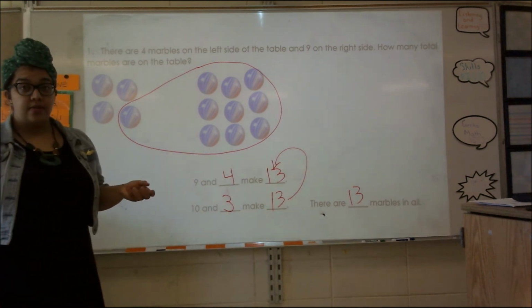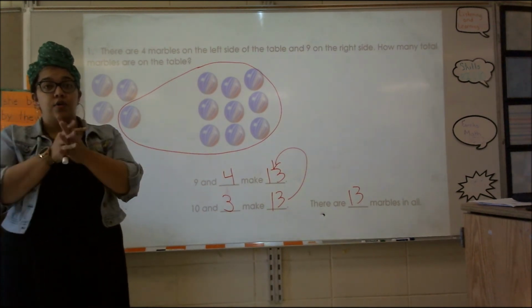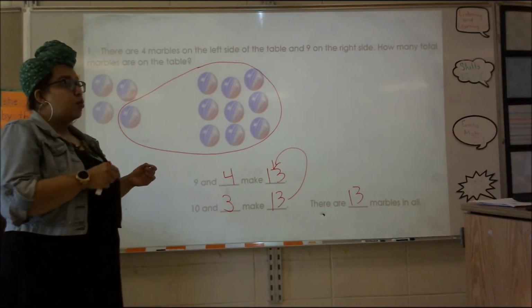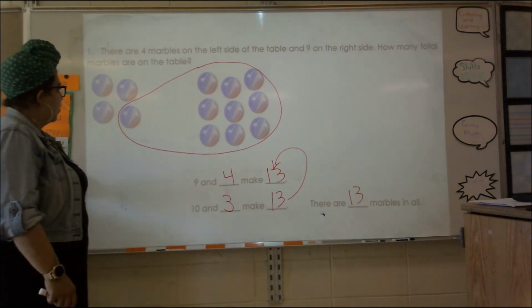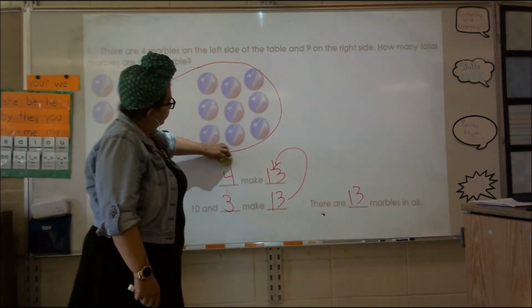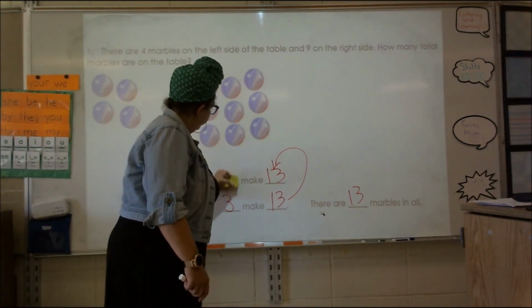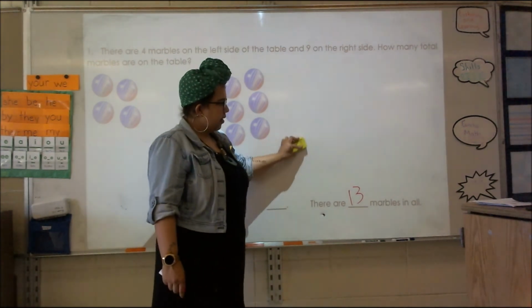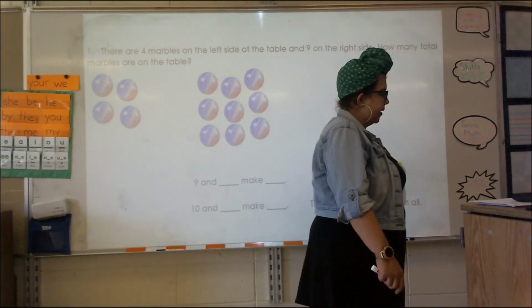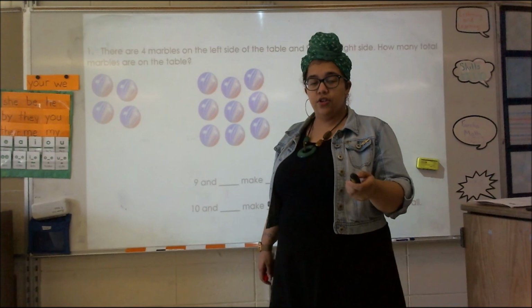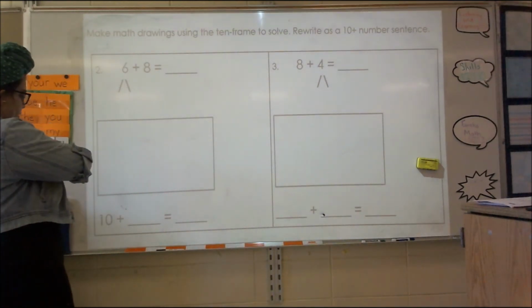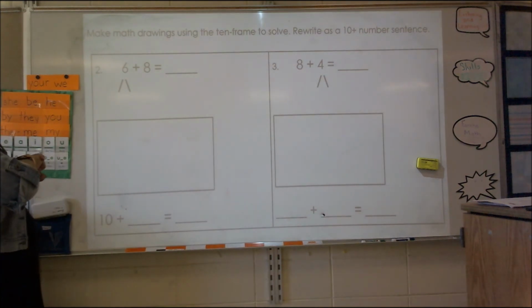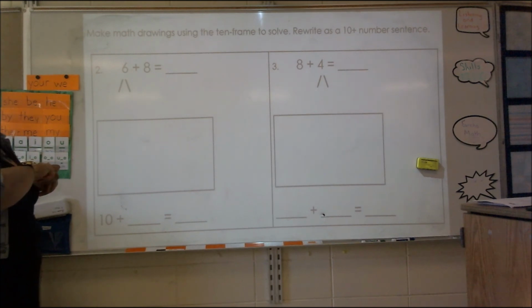So the first problem type, we had 3 parts, and then we grouped them. With this problem type, we have 2 parts, and we're moving pieces around. Like I said, when you're adding, as long as you put all the pieces together, then you'll find your whole. All right, so this says, make math drawings, use the 10 frame to solve. Rewrite as a 10 plus number sentence.